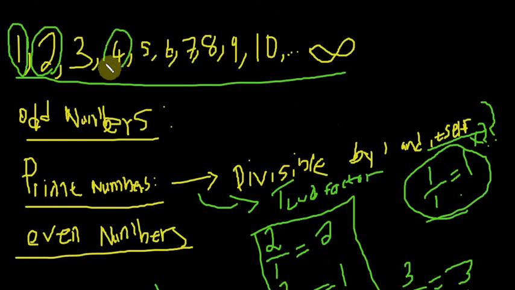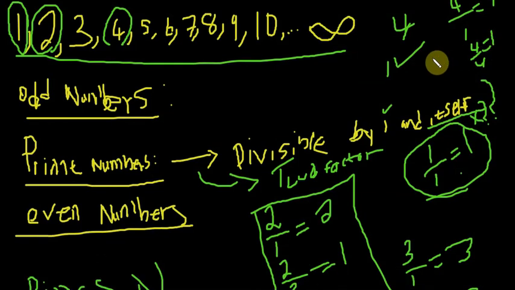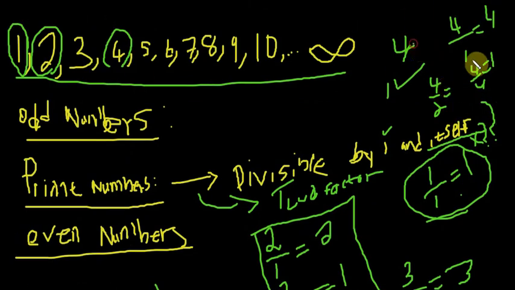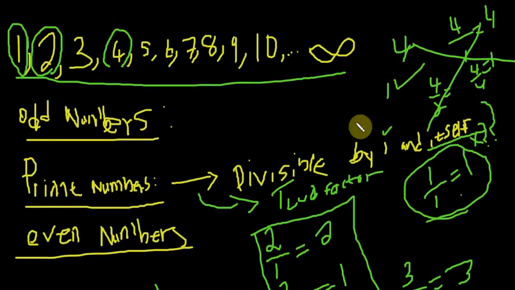Alright, what about 4? Let's say 4 can be divided by 1. Yes. Can it be divided by 4? Yes. So 4 divided by 1, we get 4, and 4 divided by 4, we get 1. But then 4 can be divided by 2. Oops, we now have 3 factors. So 4 does not meet the requirements of a prime number. So we skip 4.